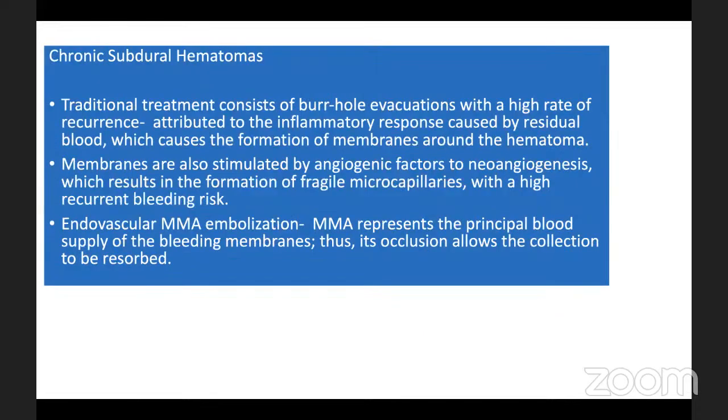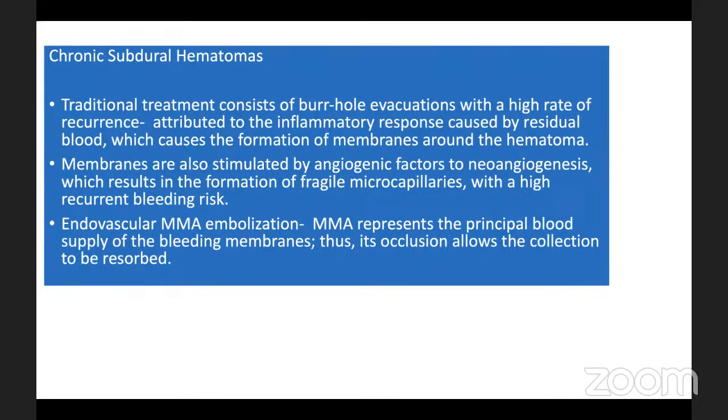So the clinical implications in short are like chronic SDH, when the traditional treatment of burr hole evacuation has a high rate of recurrence due to the inflammatory response caused by residual blood, which causes the formation of membranes around the hematoma. These membranes are stimulated by angiogenic factors due to new angiogenesis, resulting in formation of fragile microcapillaries with a high recurrent risk. So now the endovascular MMA embolization targets the principal blood supply of the bleeding membranes. So its occlusion allows the collection to be resorbed faster.